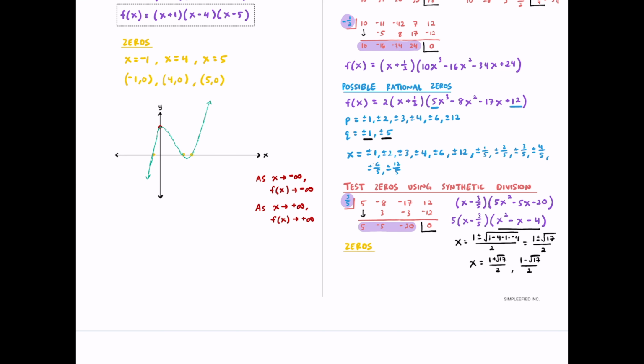So in summary here, we have our zeros of x equals -1/2. x is going to be equal to 3/5. And then finally, we have these 2 irrational ones we came up with. So I'm going to say that's x is equal to 1 plus root 17 over 2, and then x is equal to 1 minus root 17 over 2.